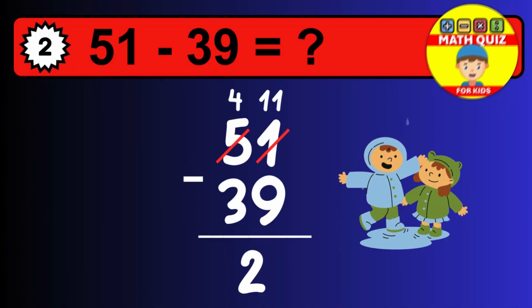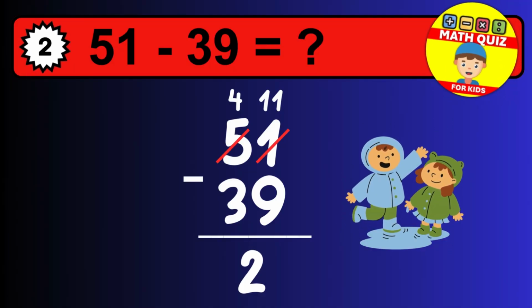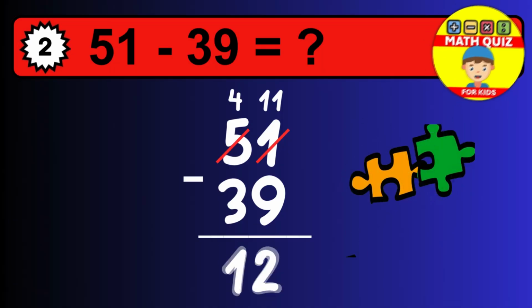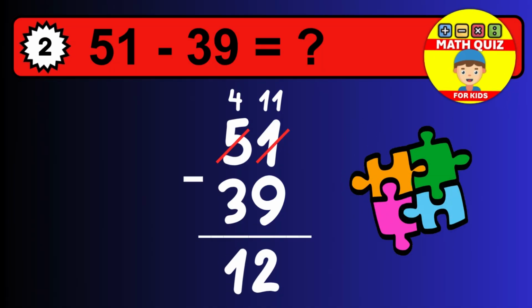Now we subtract. 11 minus 9 is 2. Then we go to the tens. 4 minus 3 is 1. The final answer is 12.